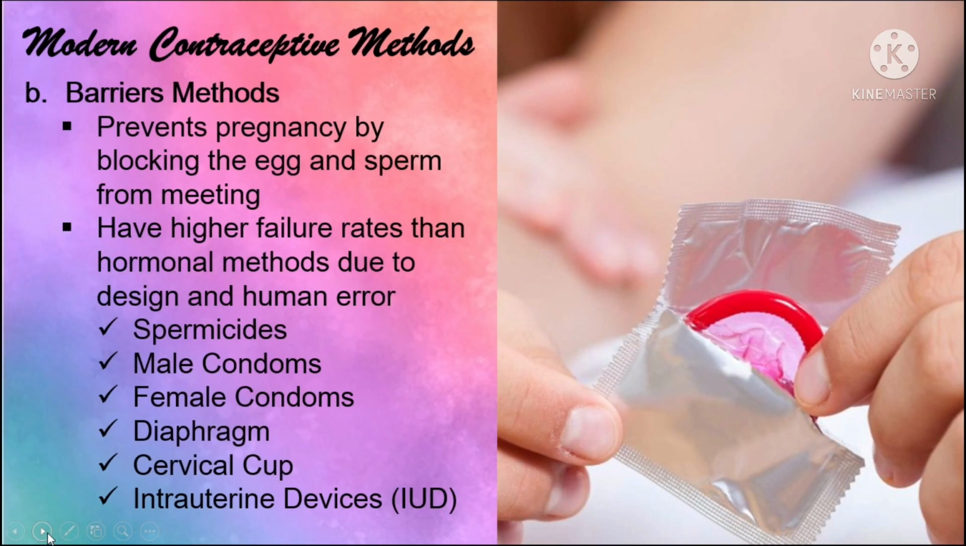Okay, next we have barrier methods. Basically, barrier methods prevent pregnancy by blocking the egg and sperm from meeting. Unfortunately, barrier methods have higher failure rates than hormonal methods due to design and human error. Of course, hindi na maiwasan na may mga lapses, may mga pagkakamali sa ganitong mga devices. Okay? So, isa-isahin natin. First is spermicides.